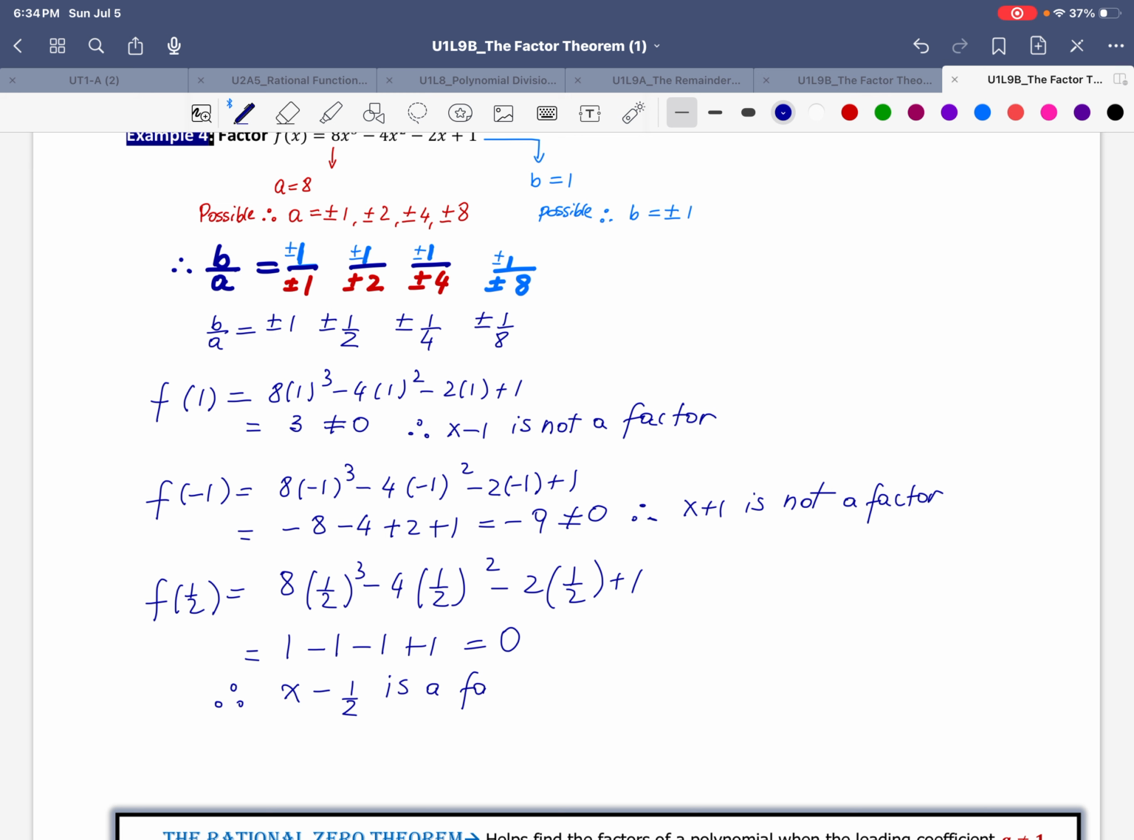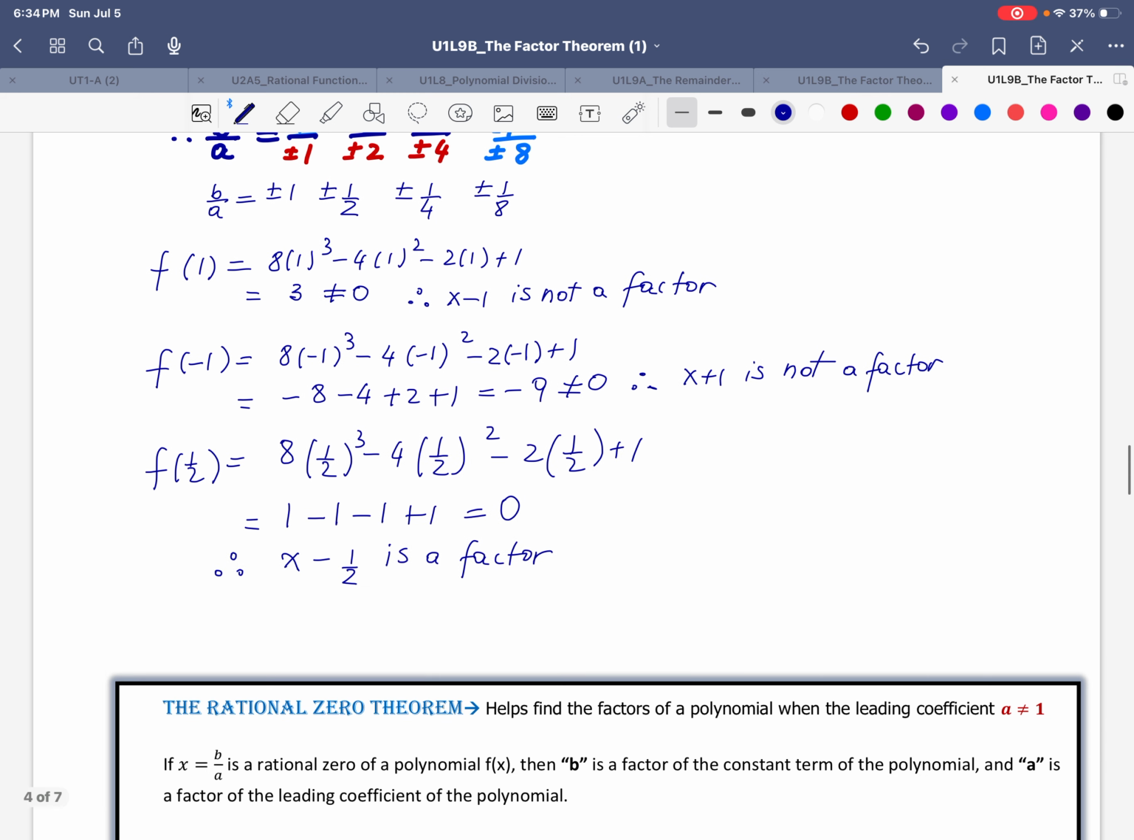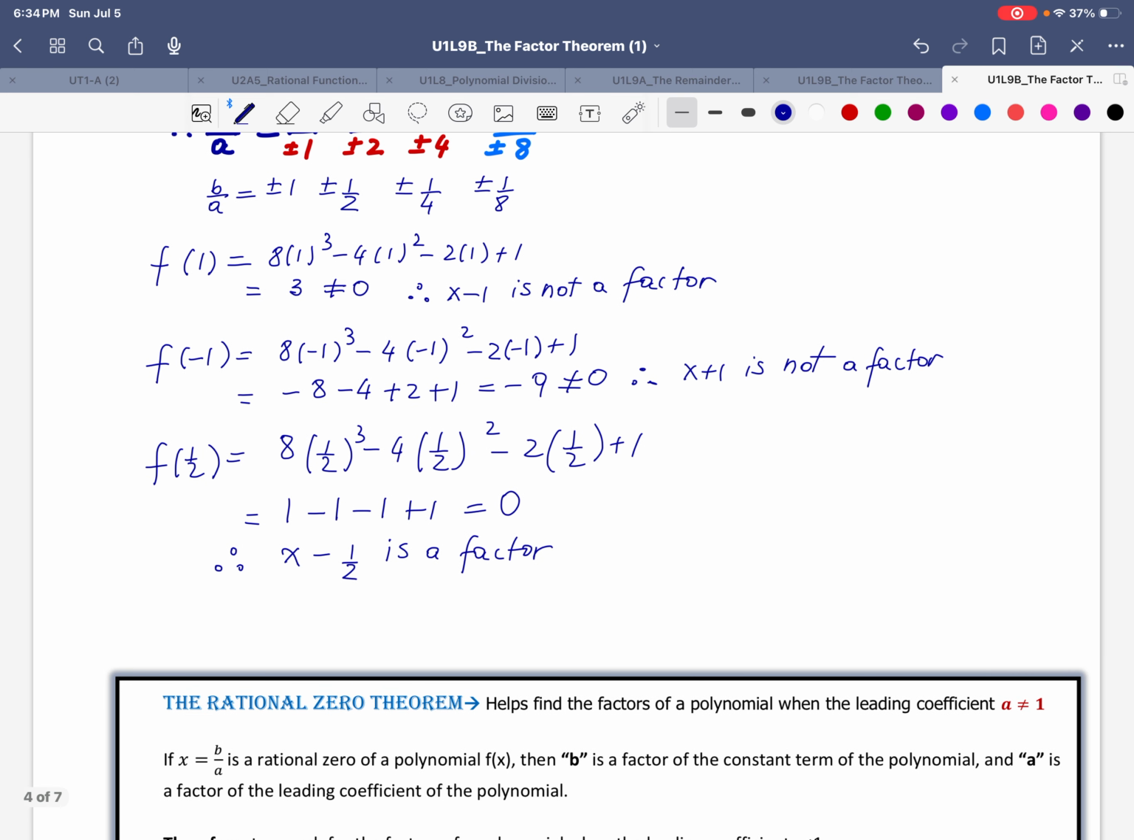Now we're going to stop for a second here. Remember that when we say x minus 1 over 2 is a factor, we're basically forming an ax minus b factor, which will be 2x minus 1. Now, how do we get 2x minus 1? We multiply both terms by 2 because we're not allowed to have rational coefficients or rational constants in the factors of the polynomial.